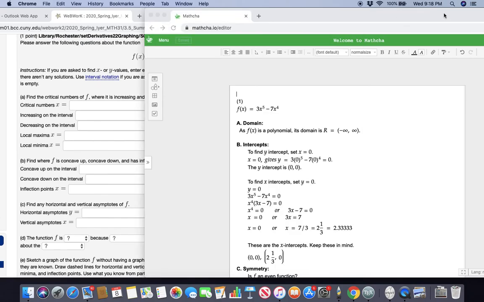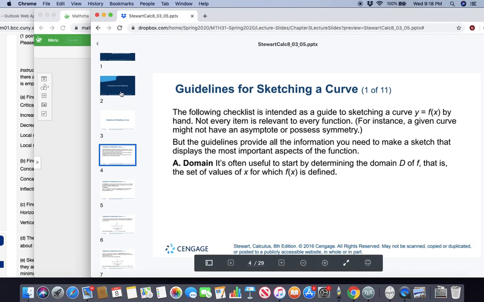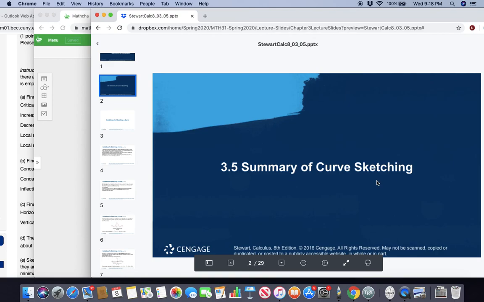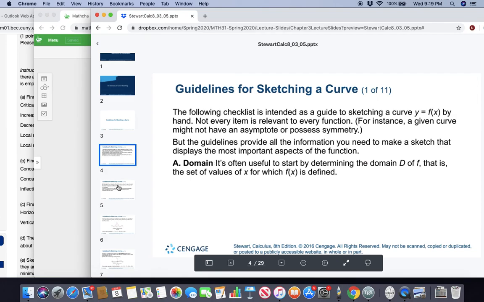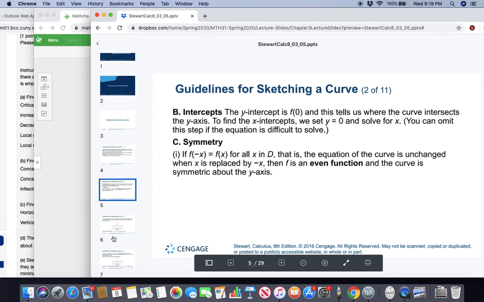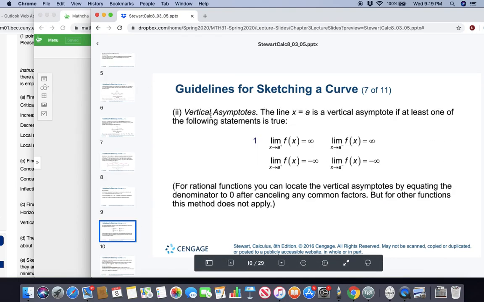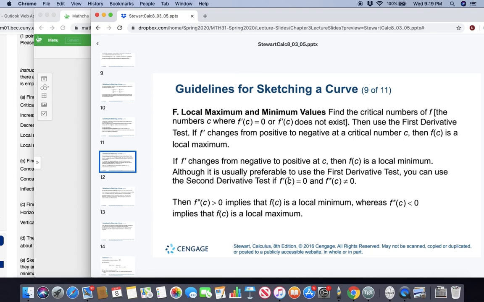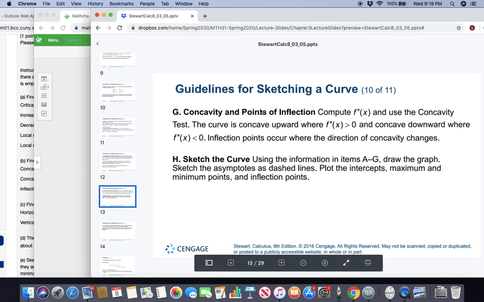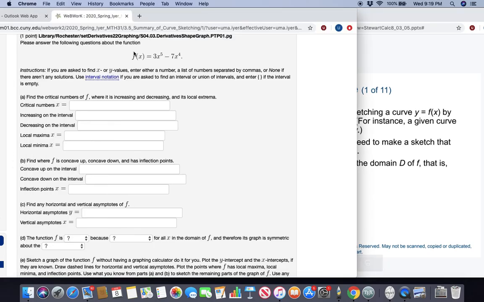Okay, so what I'm saying is this particular section 3.5 talked about sketching a graph, a summary of curve sketching, and it had guidelines starting with domain, then intercepts, symmetry, let's see, asymptotes, intervals of increase and decrease, local max and min values, concavity, finally sketching of the curve. So I would like to show you all these various steps for our question here, problem 1.